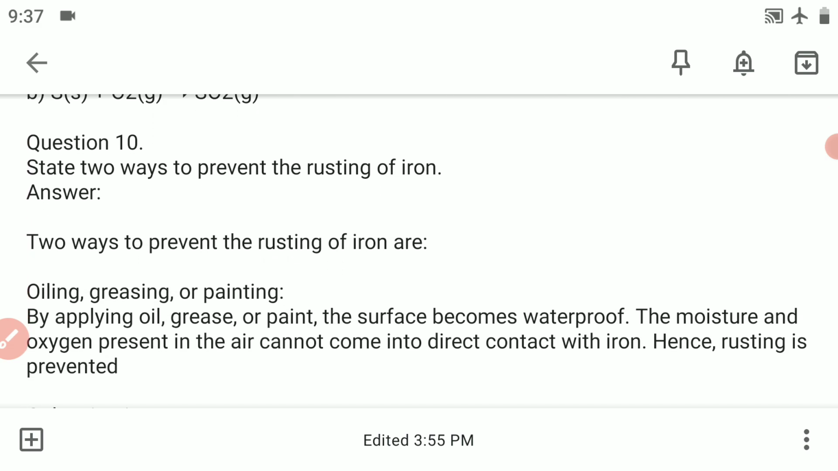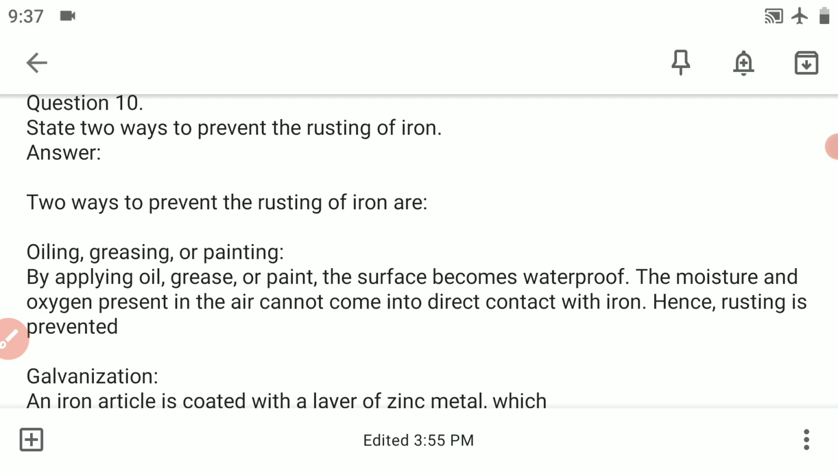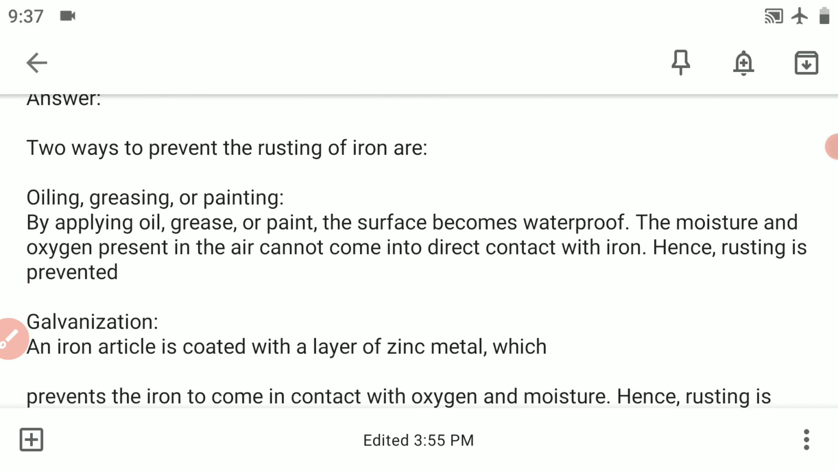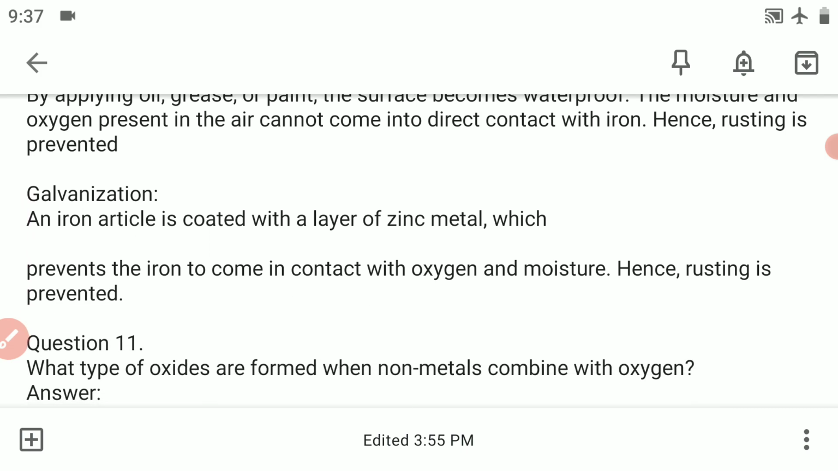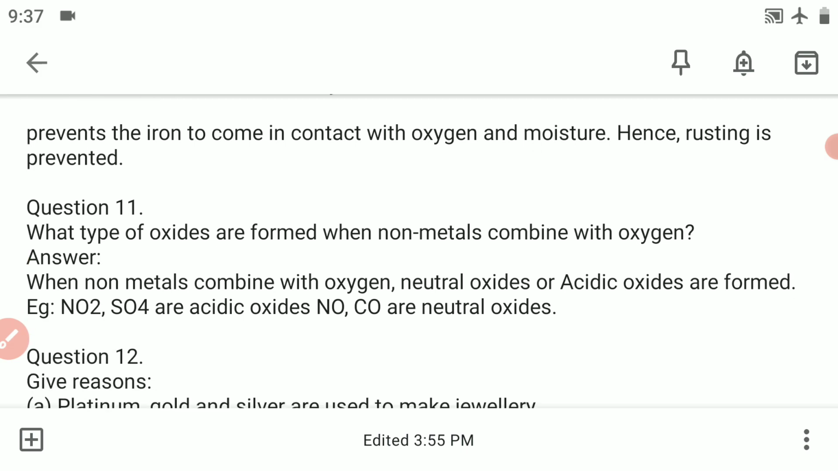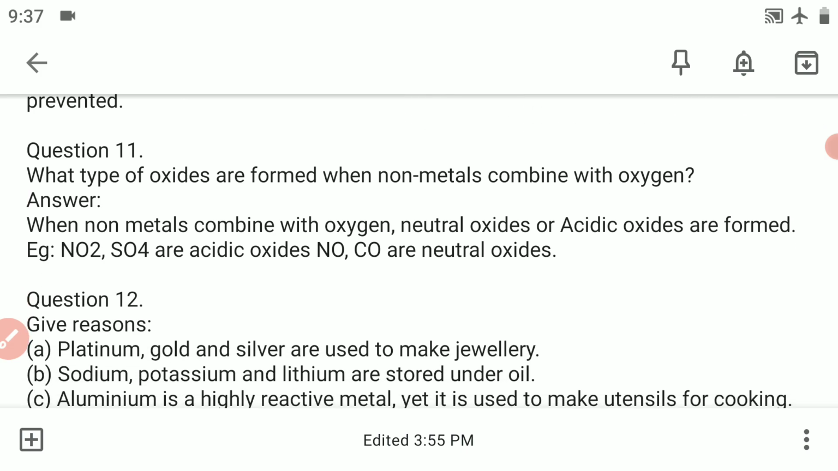Question number 10. State two ways to prevent the rusting of iron. Two ways to prevent the rusting of iron are oiling, greasing or painting, and galvanization. Question number 11. What type of oxides are formed when non-metals combine with oxygen? When non-metals combine with oxygen, neutral oxides or acidic oxides are formed.